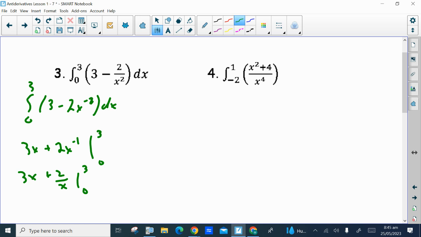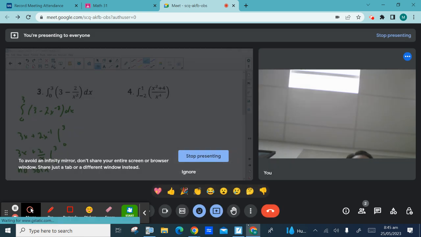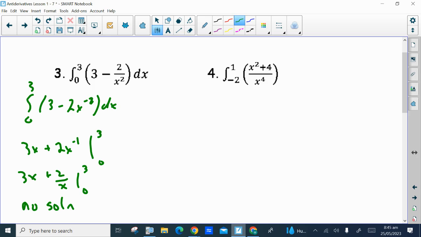Now, this one cannot be done because 0 is a non-permissible value. And because the lower limit is 0, can't do it. There is no solution to this one. 0 is a non-permissible value.